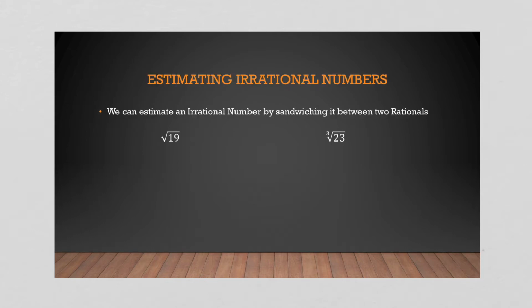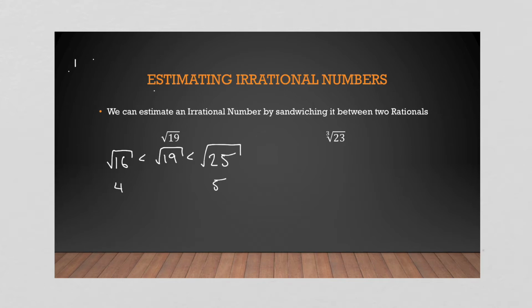So before we get to simplification, how about estimation? Well, what is the square root of 19? Think about the number 19 and then perfect squares around it. I know 16 is a perfect square just a bit before 19, and I know 25 is a perfect square after 19. So 19 is in between 16 and 25. If I square root all of those, the square root of 19 is in between 4 and 5. So you can already estimate that it's a little bit more than 4.